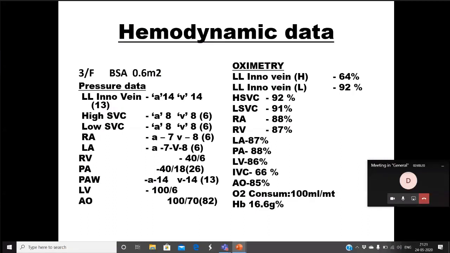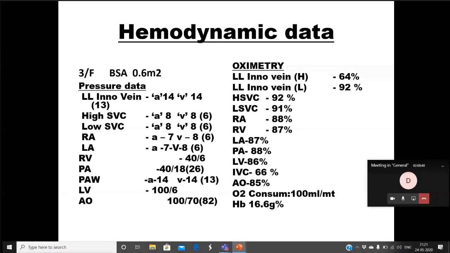3-year-old female child. Pressure data first: left innominate vein A wave is 14, B wave is 14, which is high. And in SVC, A is 8. The mean is 13. That's elevated.